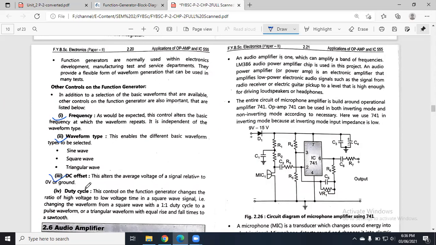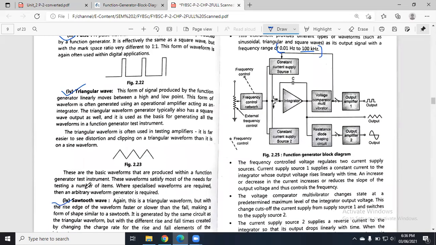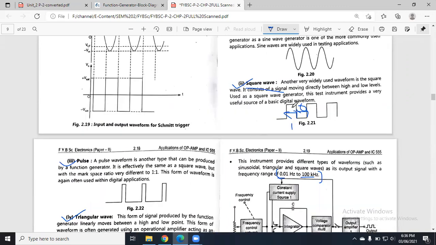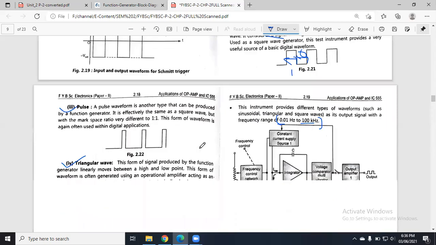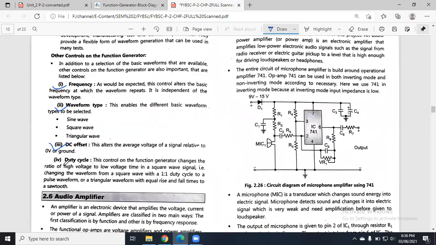Now, duty cycle. I have already told you what a duty cycle is. Here, on time and off time. Okay, so T on I will consider the on time, T off I will consider the off time. T on divided by T on plus T off, that is T on divided by total time, into 100, that will be your duty cycle. Correct. So duty cycle is another function provided by the function generator.